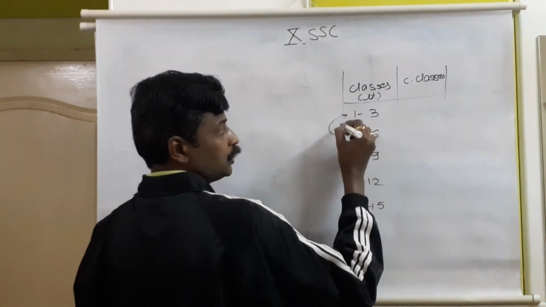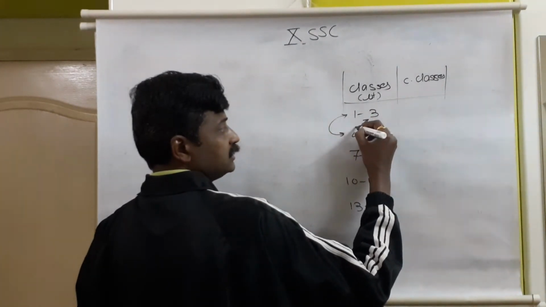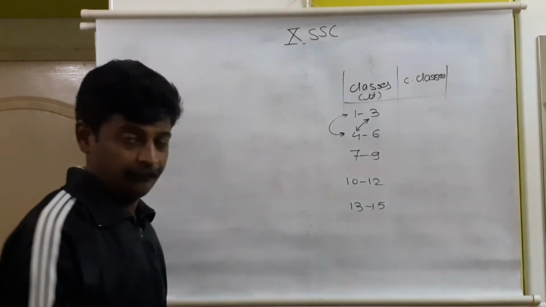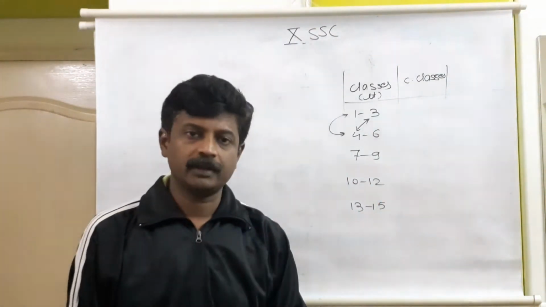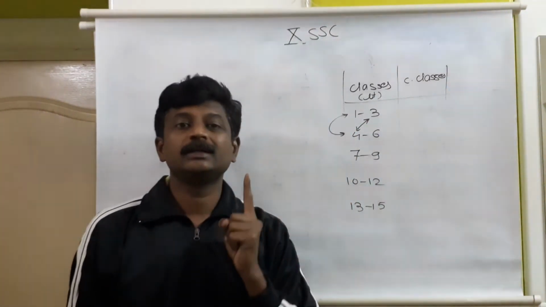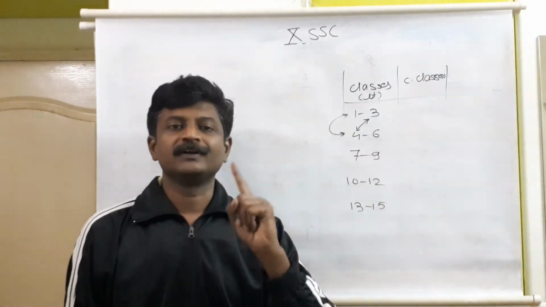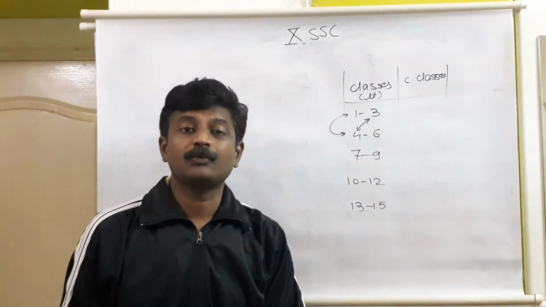Successive classes: suppose the upper limit of one class and the lower limit of the next are 3 and 4, or 7 and 6, any two. The difference between them is 1. Divide that difference by 2. If 1 is divided by 2, it comes to 0.5.